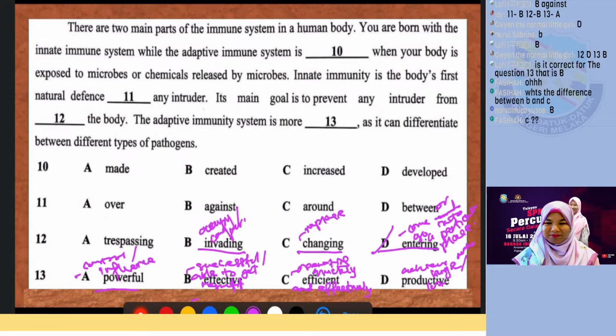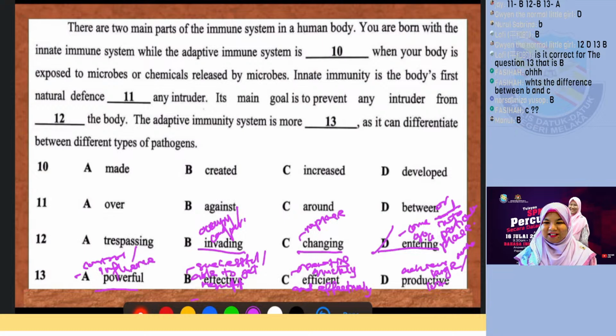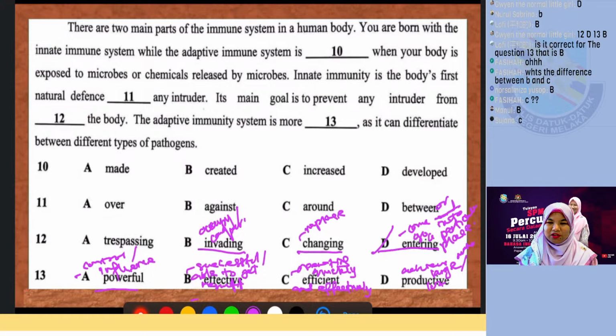Let me tell you the correct answer for Manul. Manul, see, you did not listen to me clearly. I told you the difference between effective and efficient. Manul answer B, Sujana C. The correct answer is, drum rolls, the correct answer is C. Congratulations Sujana and Fasiha. Well done. So that will be all for today.